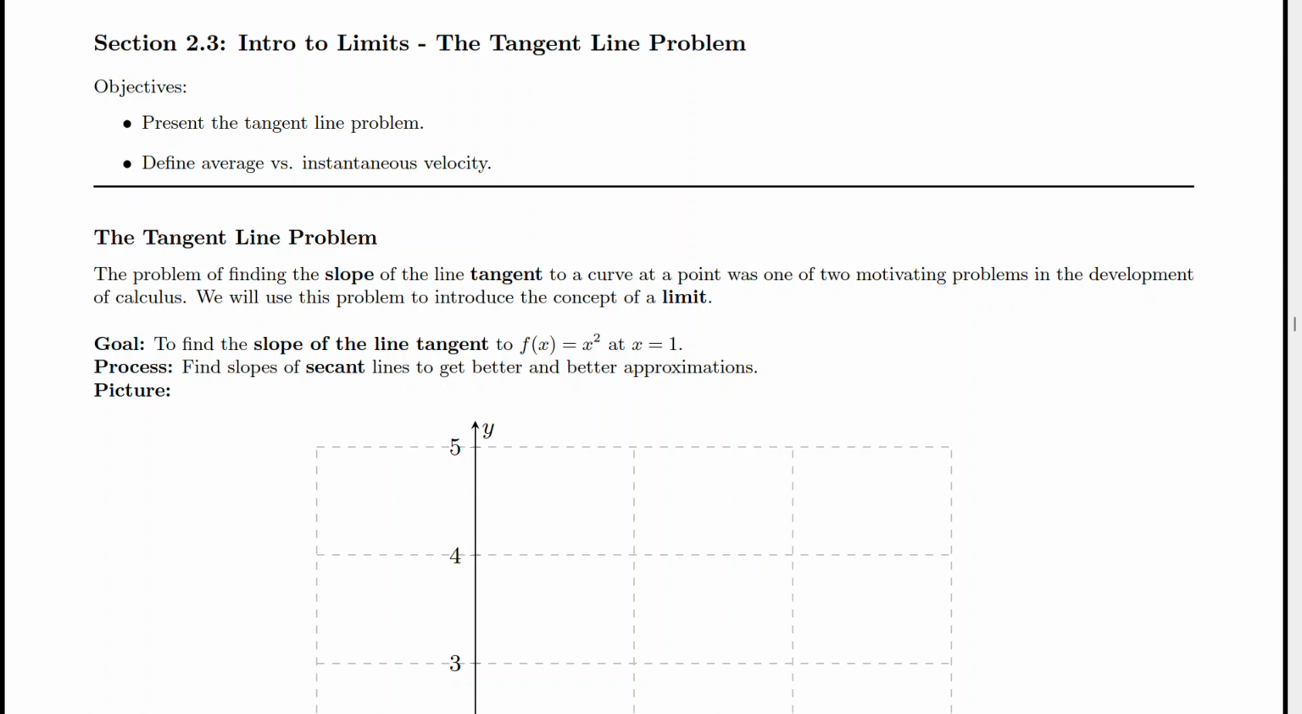The problem of finding the slope of a line tangent to a curve at a point was one of the two motivating problems in the development of calculus. We will use the problem below to explain and introduce the concept of a limit.